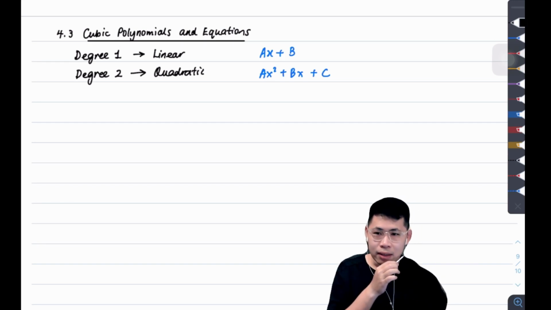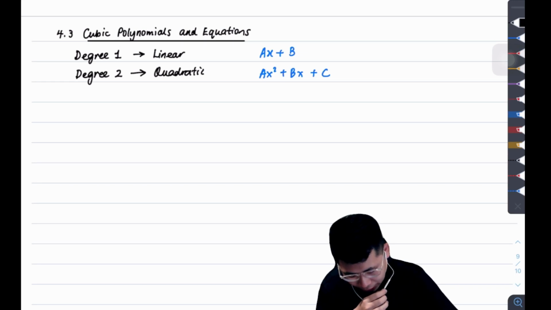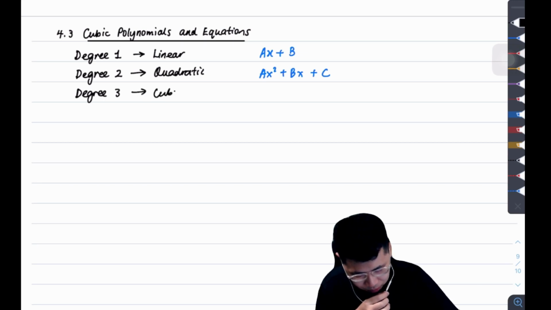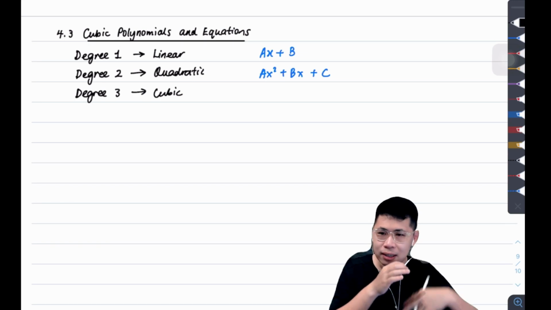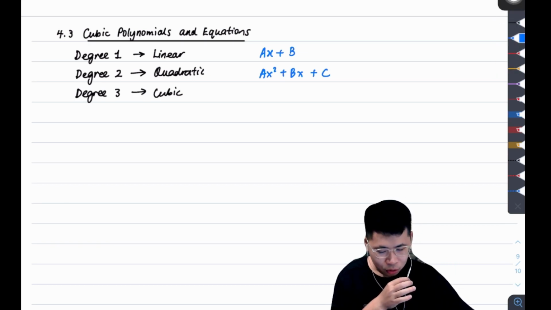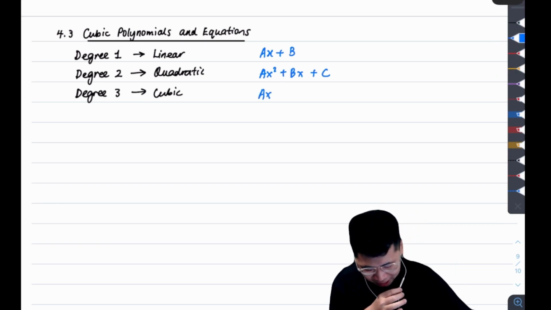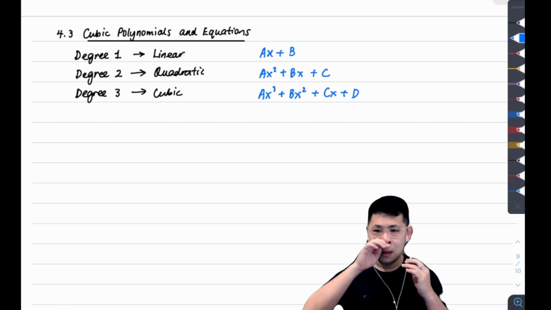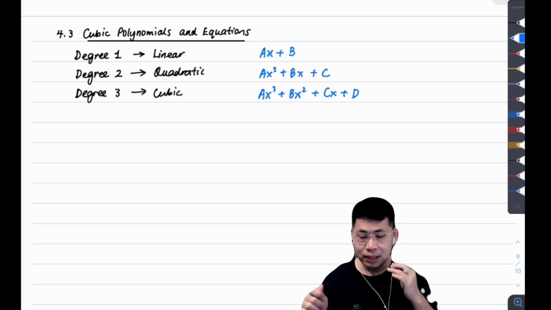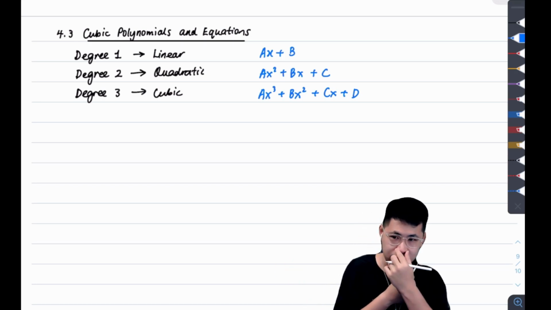Then now we can move on to one degree higher. So if it's degree 3, these objects are known as cubic, like cubic meters in terms of volume and so on. So over here we have our ax cubed plus bx squared plus cx plus d, right? So the highest power of x is 3, and then it trails down to x to the power 0.